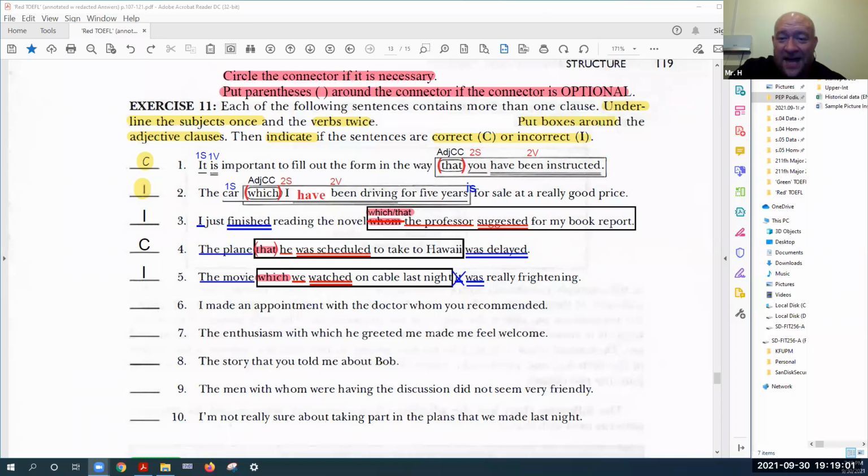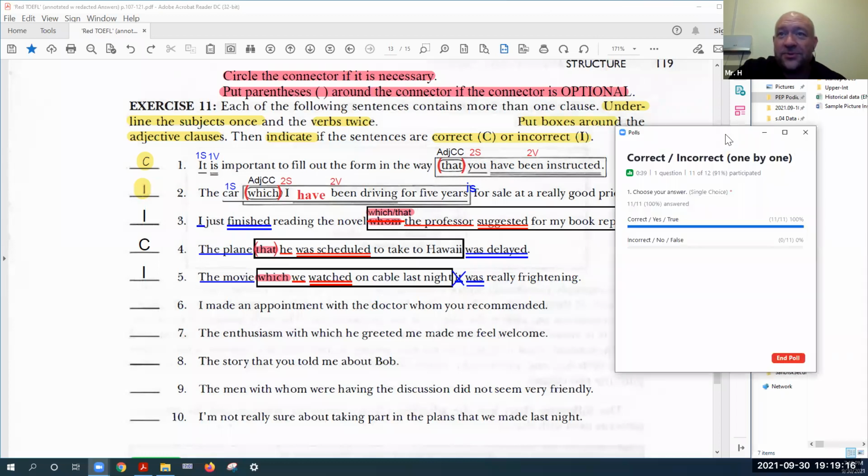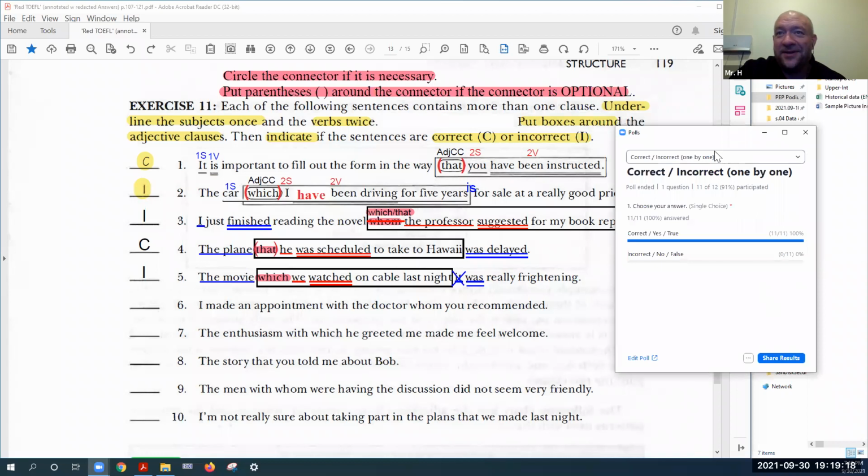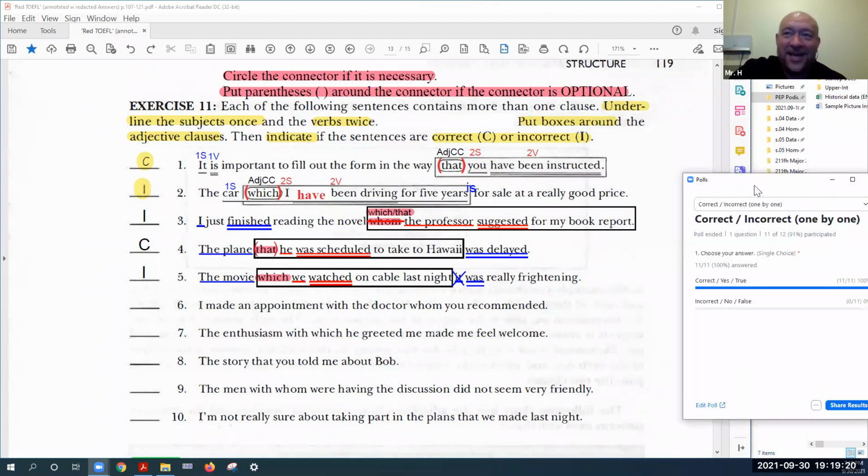All right, 5 seconds. 4, 3, 2, 1, 0. Come on, 2 more people. Okay, that's 11. Still got 1 genie. All right. Okay, so let's see here. Everybody selected correct. So how about we go with Ali?